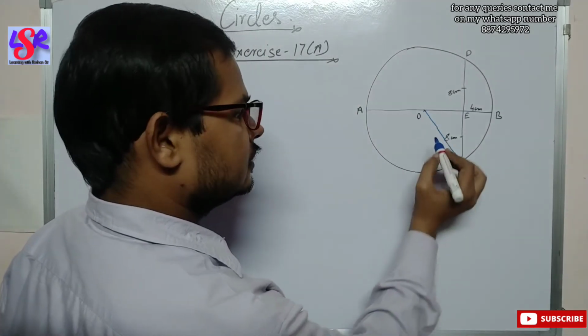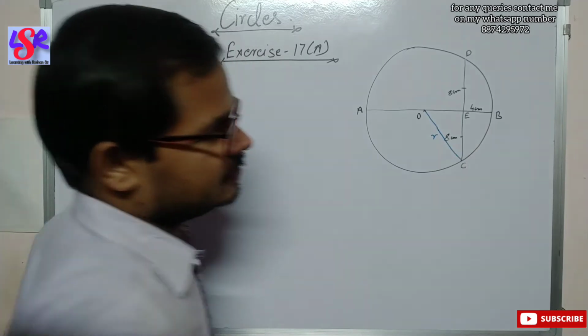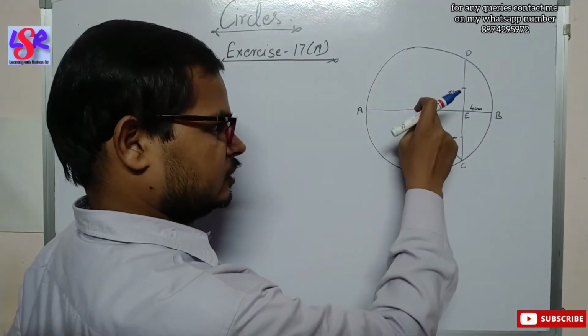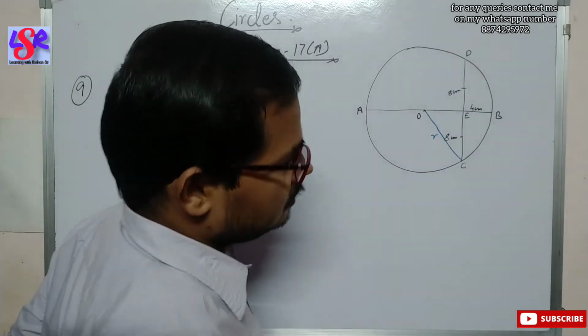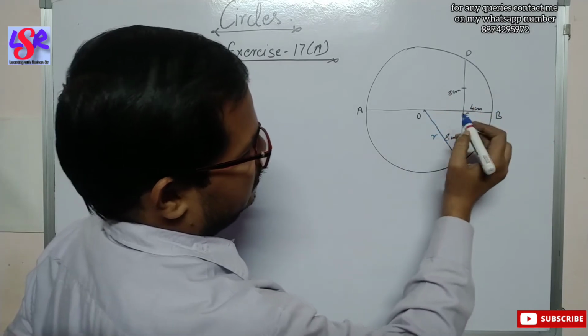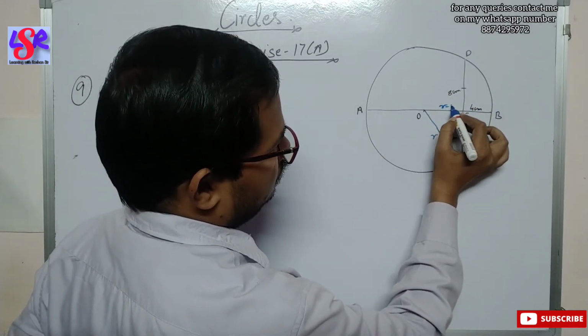So let this radius be R. इस radius की length को हम लोग R suppose कर लेते हैं. तो अगर ये radius R है तो यहाँ O से B तक की length भी R होगी, और अगर O से B तक R है तो O से E की length हो जाएगी R minus 4.